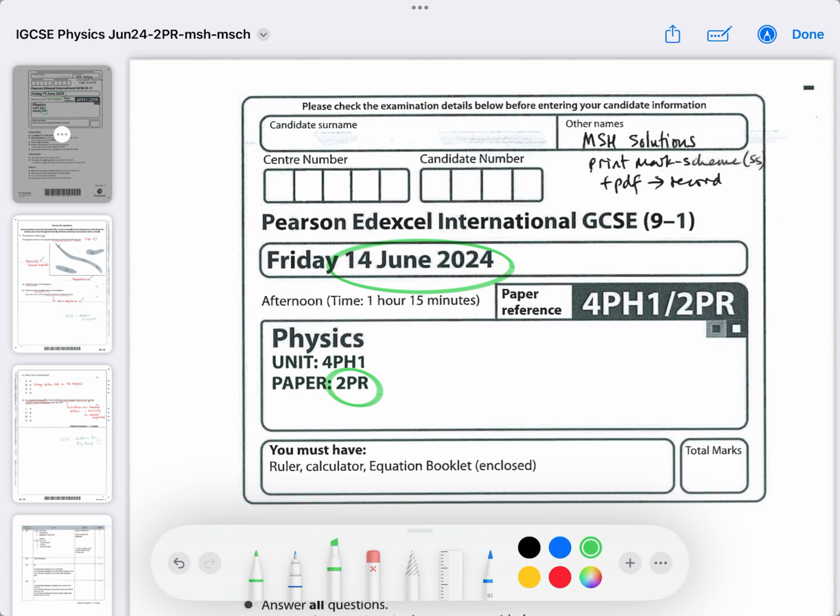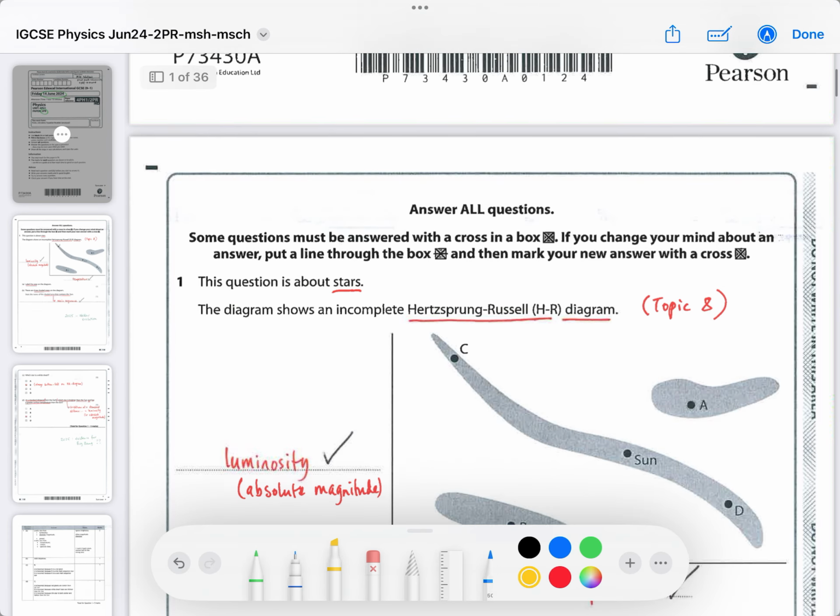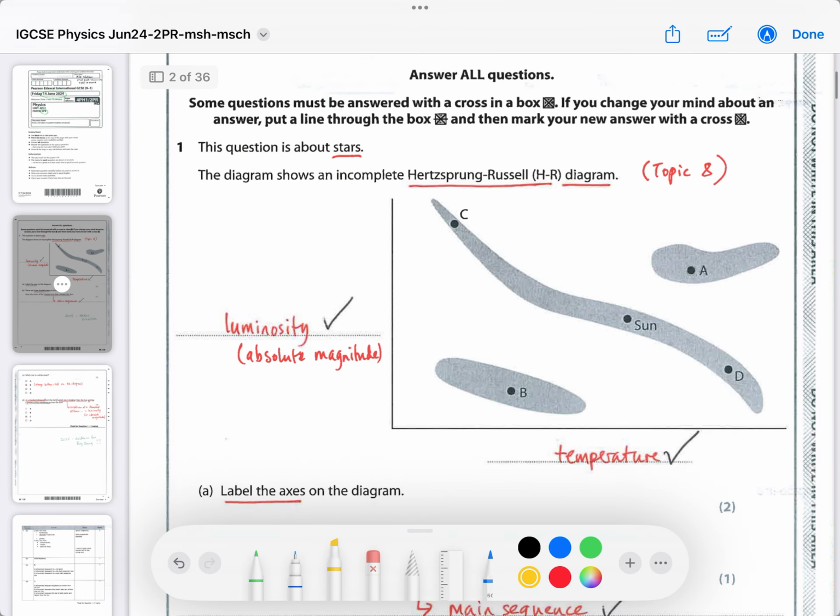Now, the prediction is basically based on which topics didn't come up, or subtopics. So we're just going to go through this one, and then I'll make a comment as to what I feel they will do for paper 2, okay?